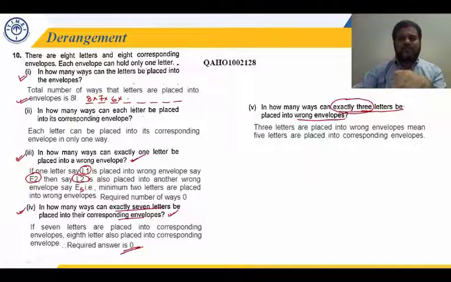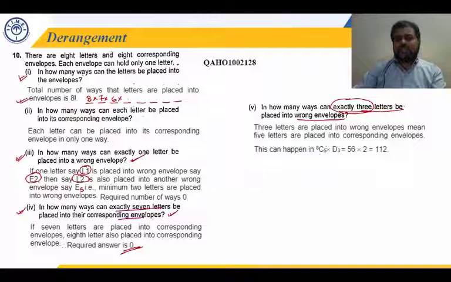nCr is always equal to nC(n minus r). So 8C3 will be equal to 8C5. Fine. So in this case, we can do it this way. Select those 5 letters which will get into the correct envelopes, so that the remaining 3 will get into the wrong envelopes. Okay. So the correct ones can be selected in 8C5 ways.